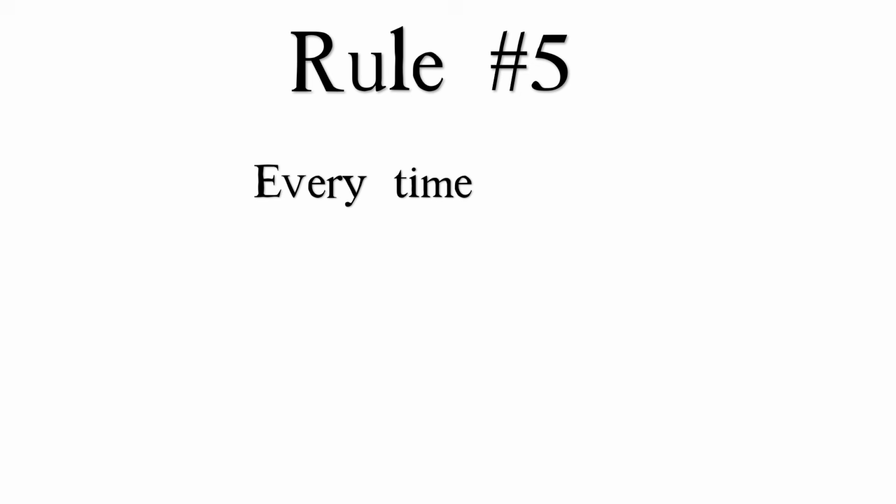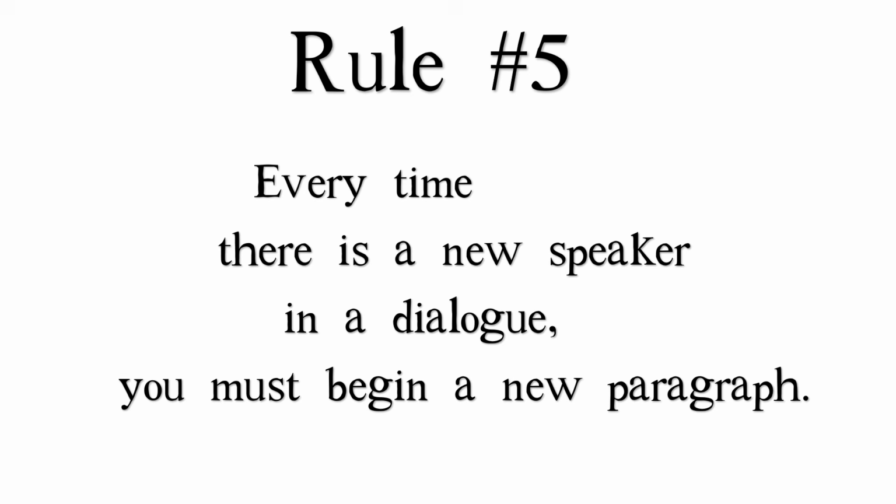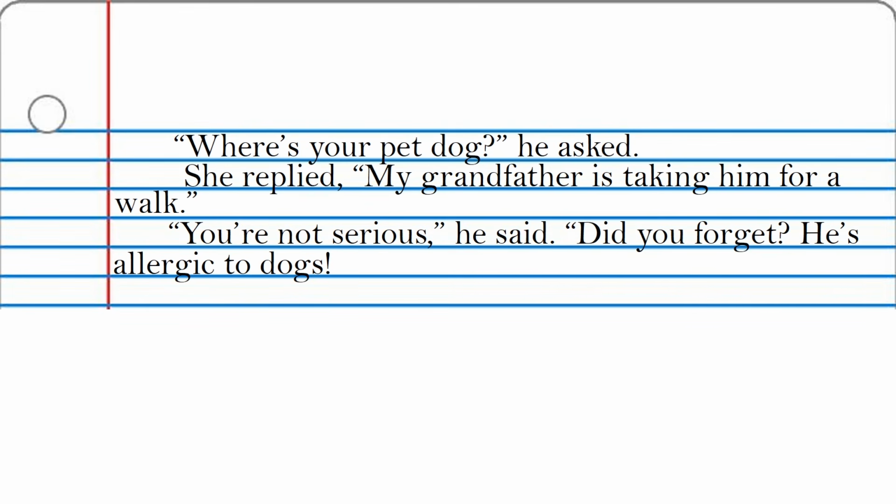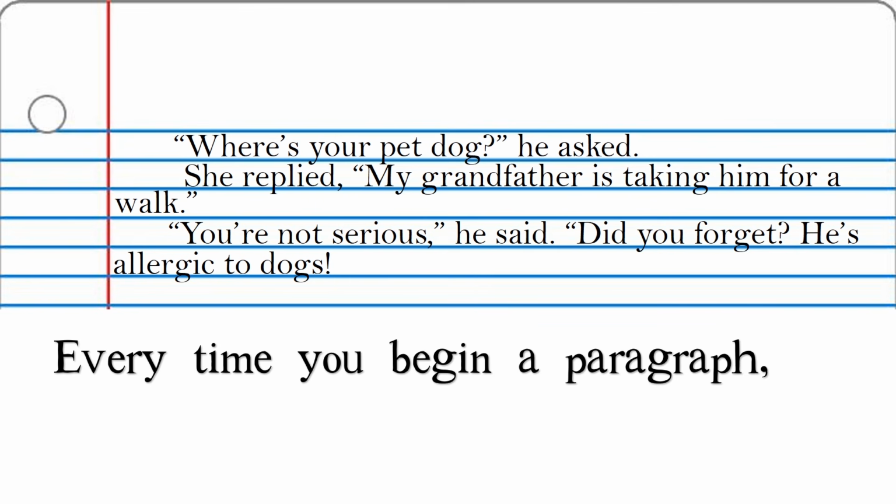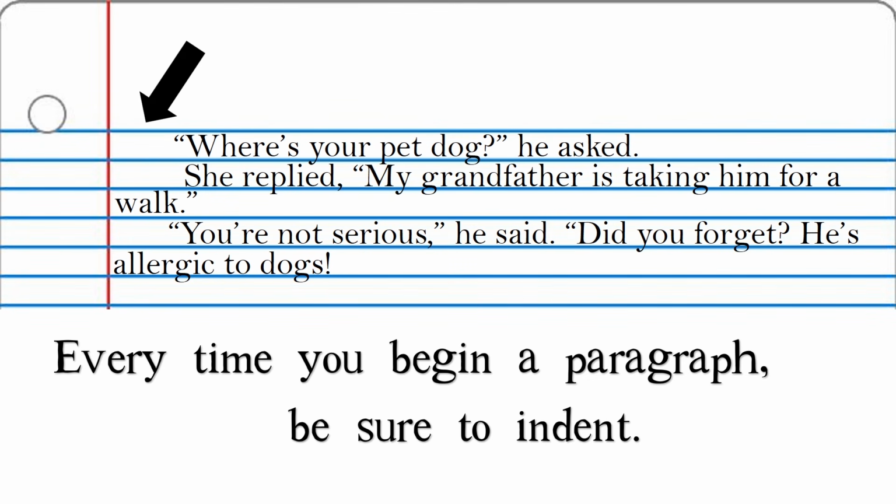Rule number 5. Every time there is a new speaker in a dialogue, you must begin a new paragraph. "Where's your pet dog?" he asked. She replied, "My grandfather is taking him for a walk." "You're not serious," he said. "Did you forget? He's allergic to dogs." Every time you begin a paragraph, be sure to indent.